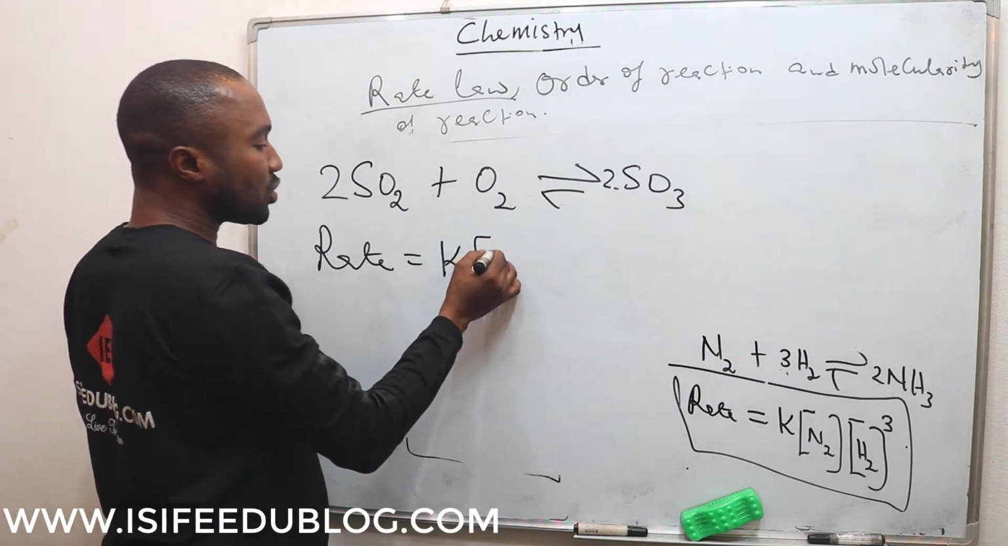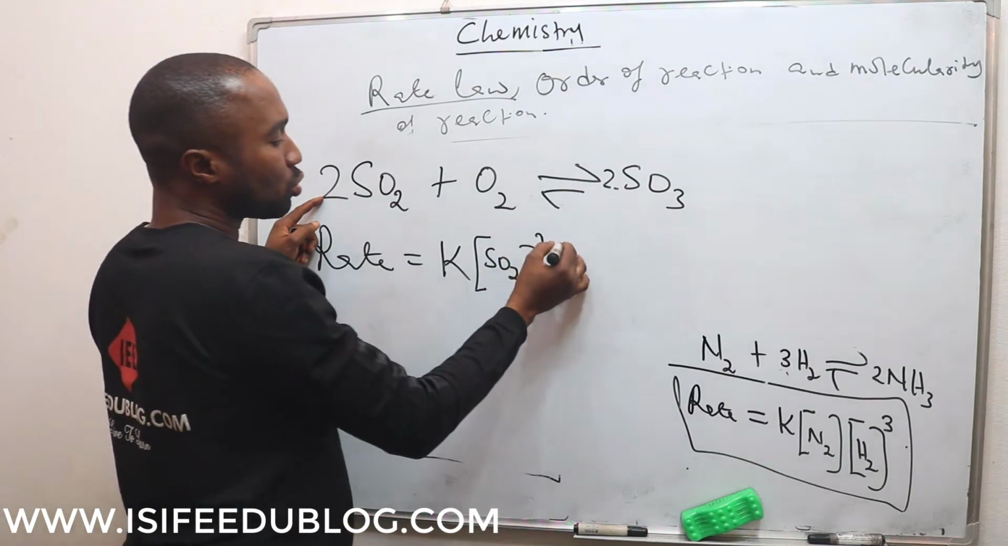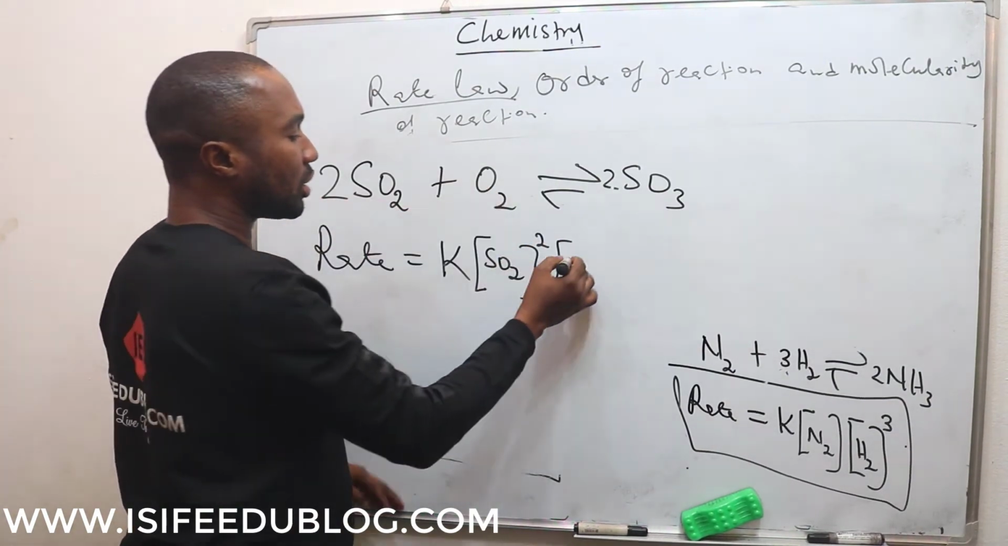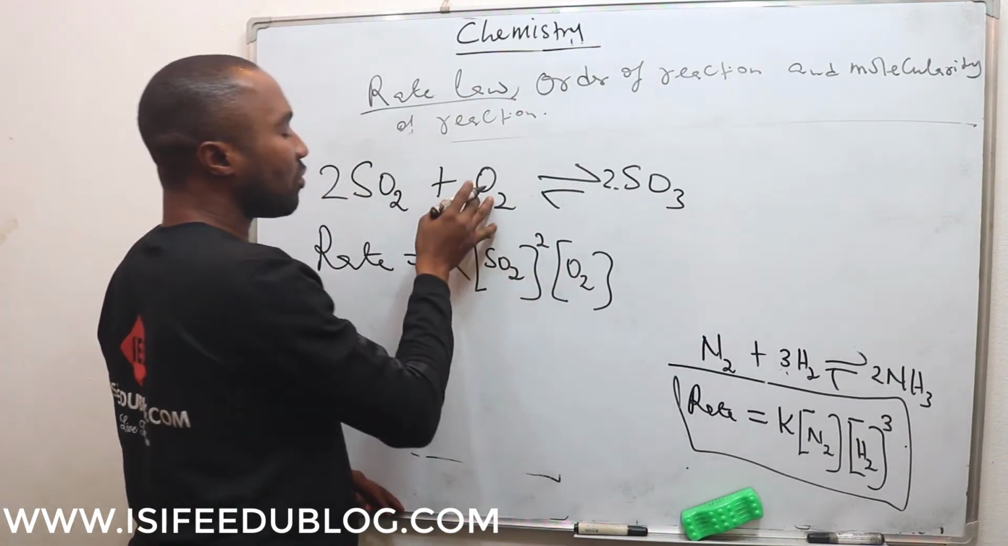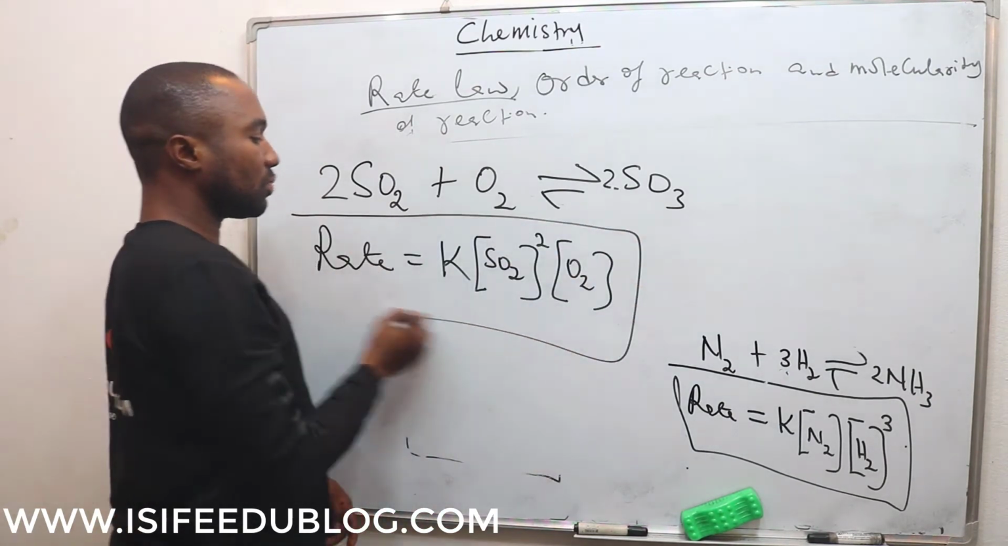The square bracket means concentration, then raised to the power of the mole. The mole here is 2. Then the next reactant is oxygen. The number of mole there is 1. So this is the rate law for this reaction.